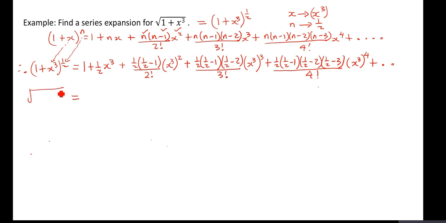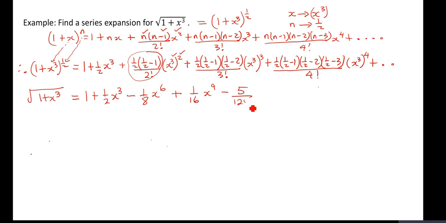I get the square root of 1 plus x cubed is equal to 1 plus a half x cubed, minus 1 over 8 x to the power 6, then 1 over 16 x to the power 9, minus 5 over 128 x to the power 12.